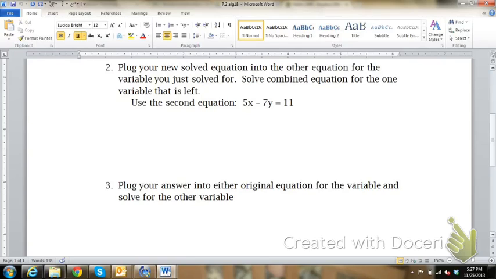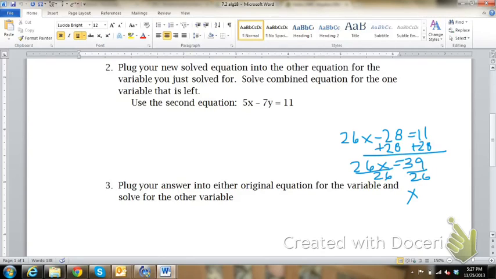Okay, so just to bring back what I had, I was at 26x minus 28 equals 11. So to solve this, I'm going to add 28. And I get 26x equals 39. Divide by 26. And that gives me 1.5. Right? 13 goes into both of those twice. 3 over 2. Yeah, 1.5.